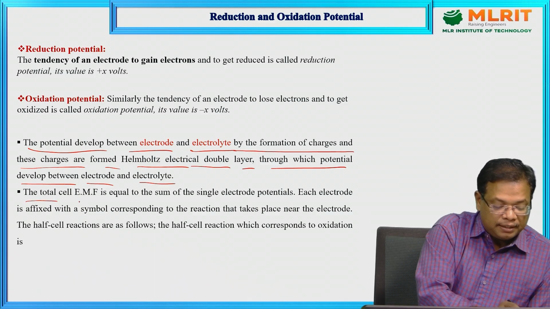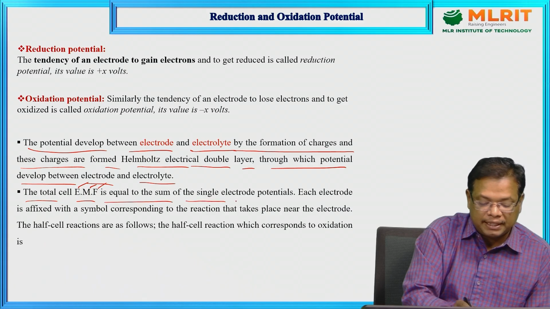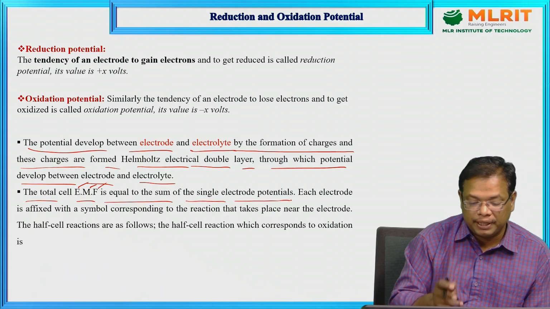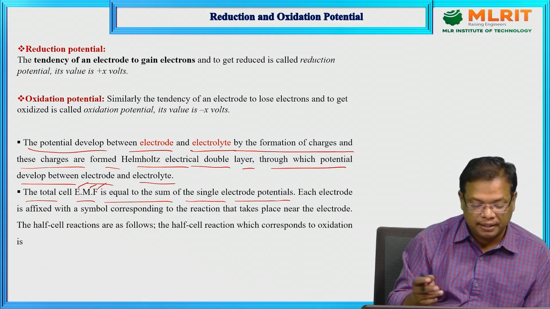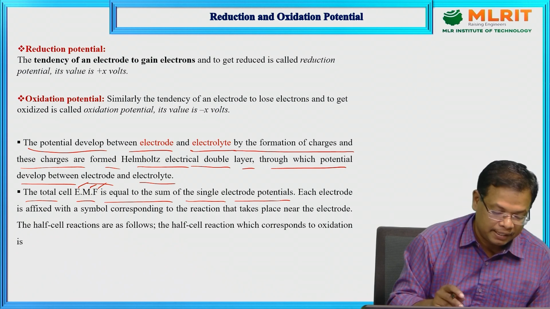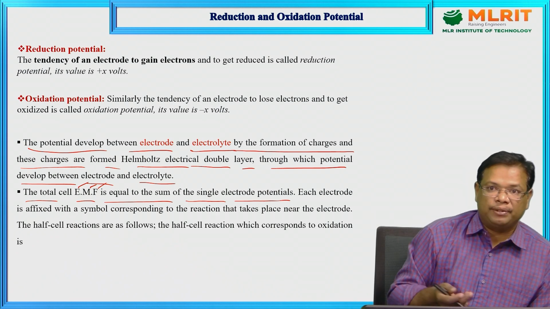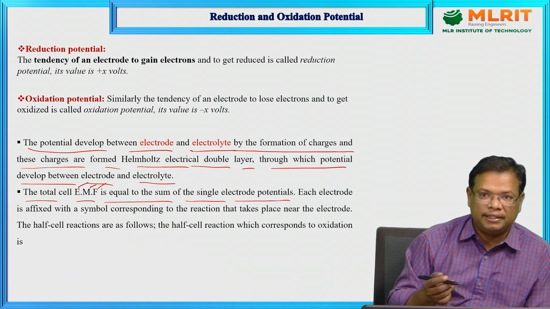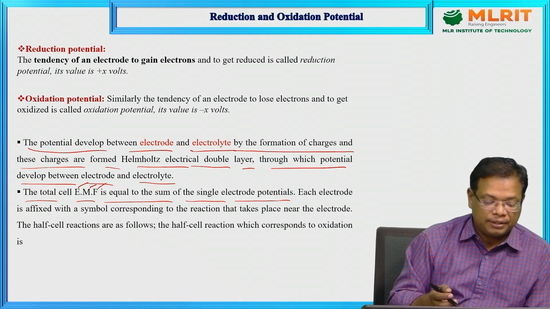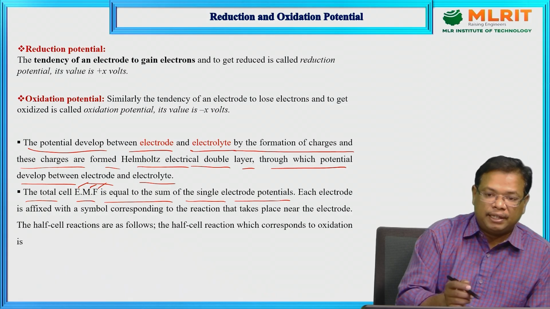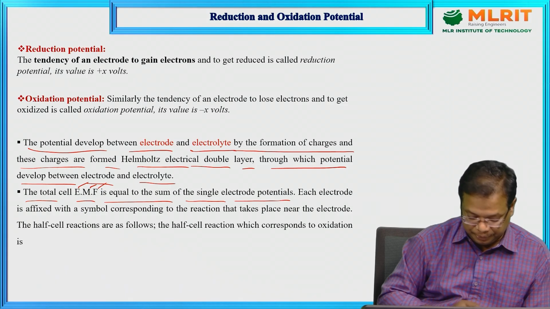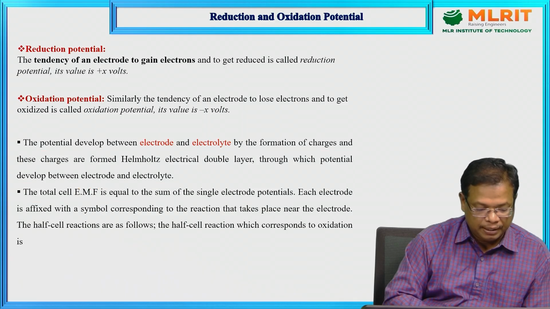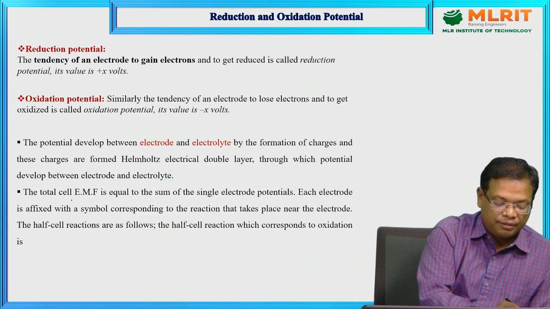The total cell EMF, electromotive force, is equal to the sum of the single electrode potentials. So two electrodes are there. If any electrolytic cell or galvanic cell involves two or three electrodes, we have to calculate each individual electrode's potential, then sum them. Then we can come to know the EMF, electromotive force.